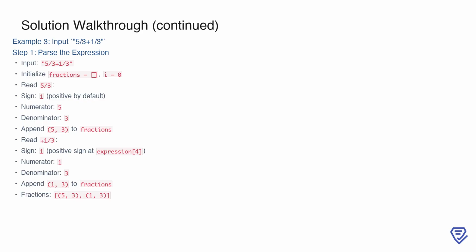The second fraction, plus 1/3, has a positive sign at position 4. Extracting the numerator as 1 and the denominator as 3, we get (1, 3), and append it as well. At this point, fractions equals [(5, 3), (1, 3)], and we are ready to calculate the result.